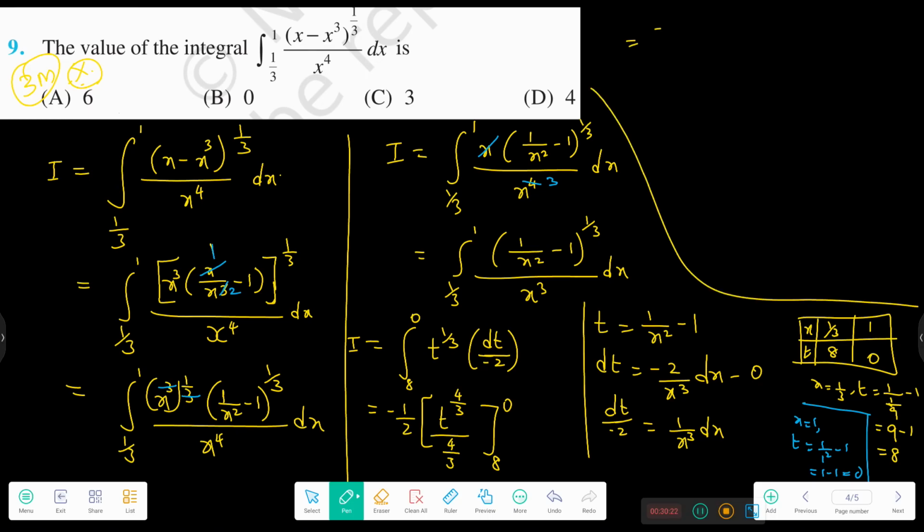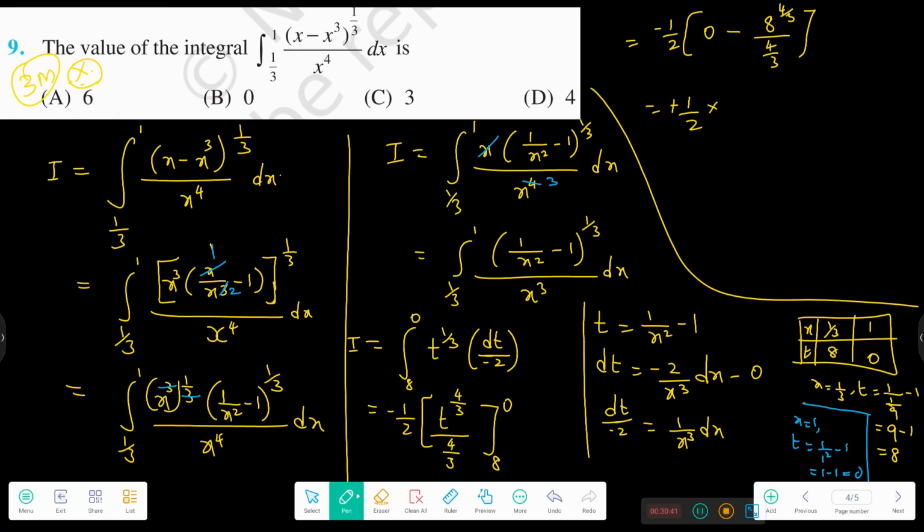Simplify this. Outside we have minus 1 by 2. Upper limit, when you apply 0 minus lower limit 8. 8 power 4 by 3, divided by 4 by 3. Okay, now simplify this. So minus into minus plus 1 by 2.